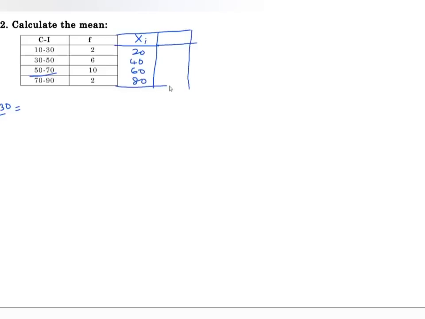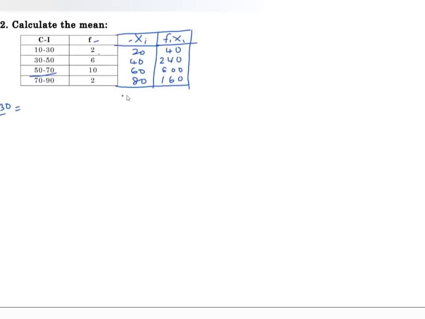Next step, calculate Fi Xi. Just multiply the F value and the Xi value, that is 2 into 20 is 40. Next, 6 into 40, 240. 10 into 60, 600. Now 2 into 80, 160. Now add 240 plus 600 plus 160.